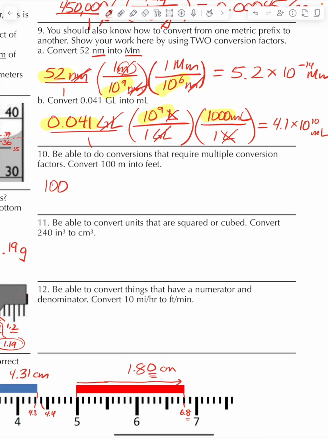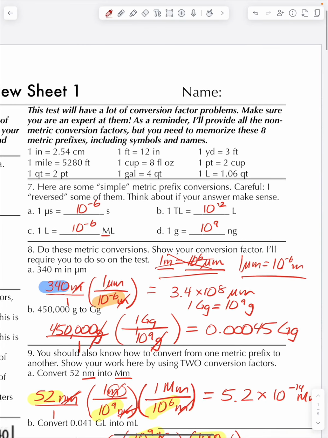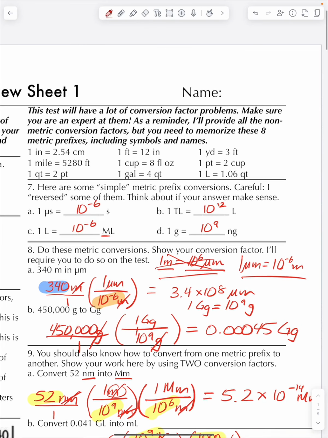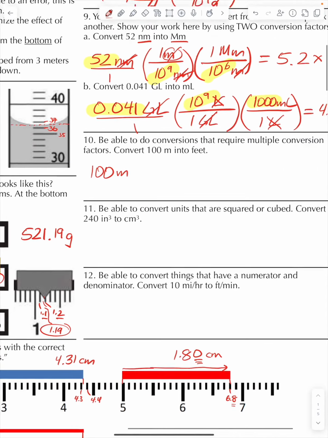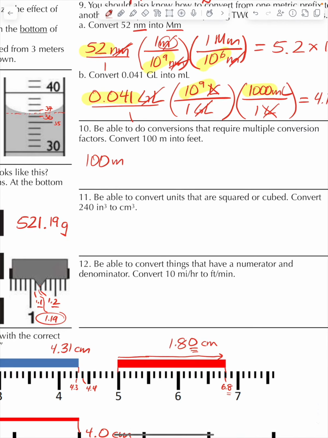So we're going to start with 100 meters, and we want to end up with feet. Now, if you look at the given information, I don't give you a conversion between meters and feet, but notice I give you feet to inches. And, well, I'm sorry, not that one. That's not important. There it is. That's the one that everybody memorizes anyways. So what I'm going to do is go from meters to centimeters. And then once I'm in centimeters, I can do the conversion to the imperial units.